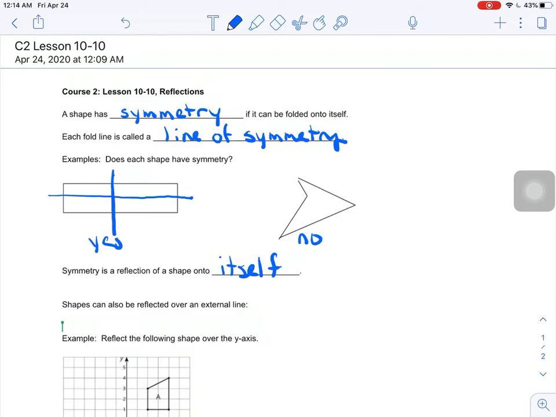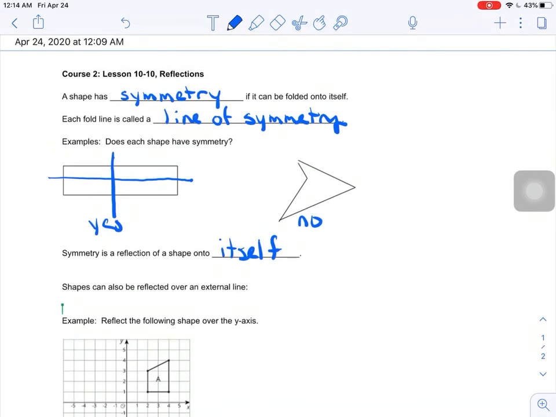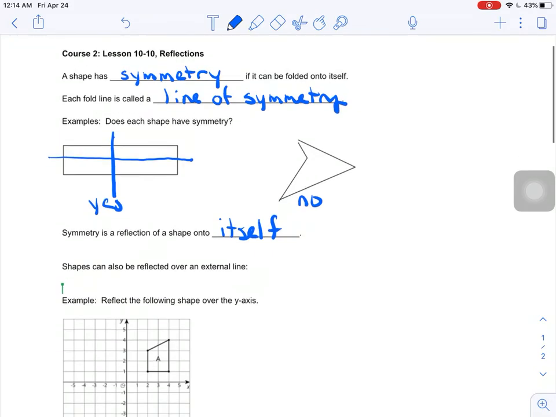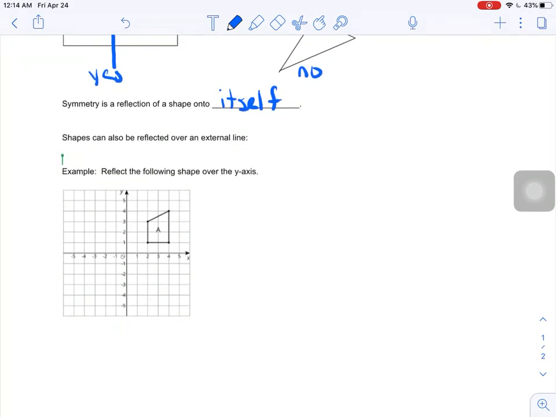We can also take the entire shape and reflect it over an external line. Then it would just be a generic reflection. And I want to show you how that works. So one type of reflection is a symmetry, where you're folding a shape onto itself. Another type of reflection would be a general reflection, where you've got a line that's not on the shape anywhere. It's off someplace else. So when you're reflecting over an external line, a graph is a really nice way to keep track of where things are going, where your shape lands. So you're going to try doing some reflecting on a graph today.